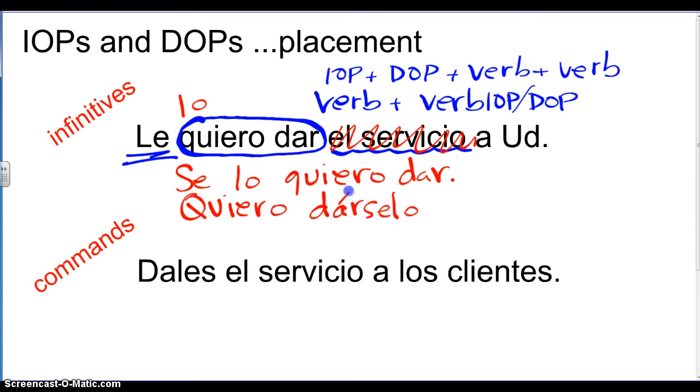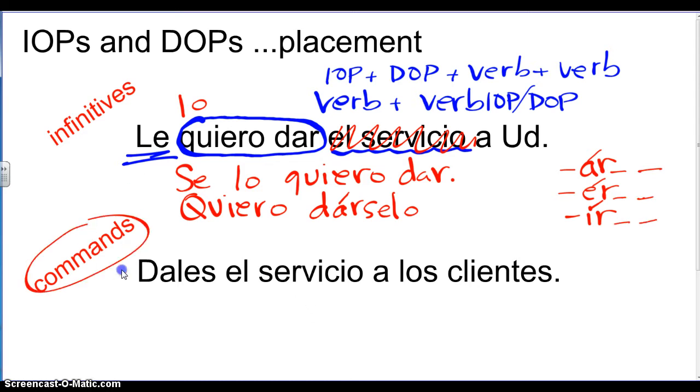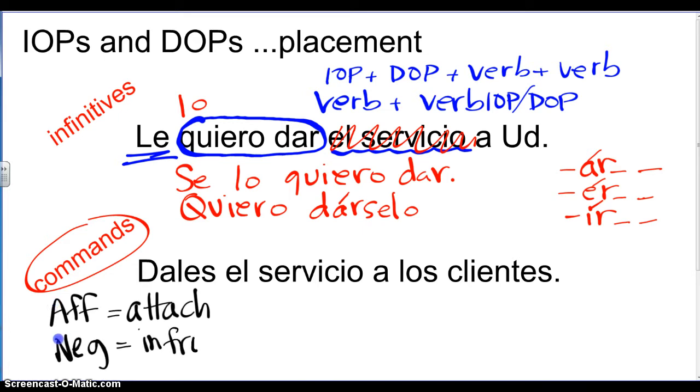Okay, now when we attach two pronouns to an infinitive, you're going to pick up an accent, and it's actually on the A of AR, on the E of ER, and on the I of IR. But it's going to require both pronouns in order to get the accent. If you only had one pronoun, it wouldn't have the accent. Okay. And then with commands, I think you know this rule really well because we've gone over it so much. Affirmative commands, we have to attach, and negative commands, they have to go in front. And that is the only way you can choose between the two of them. It's not really an option.